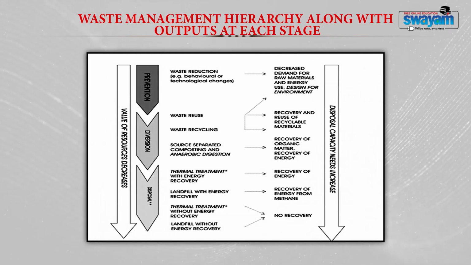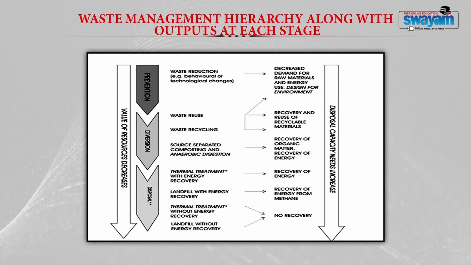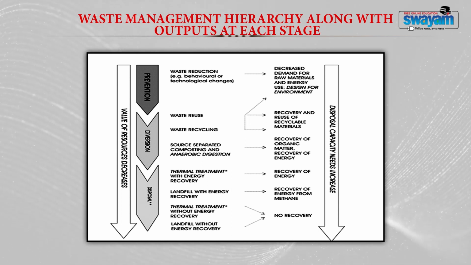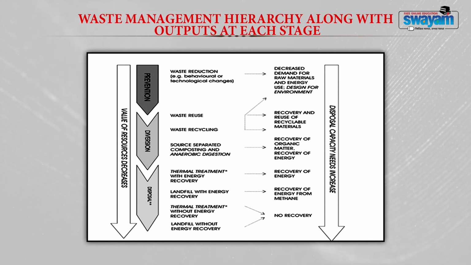This figure shows waste management hierarchy along with outputs at each stage. If you look at this figure, on both sides there are two arrows. On the left hand side, the arrow shows value of resources decreases. It means as we move from top to the bottom, the disposal capacity needs increase, meaning the disposal capacity increases. Let me discuss different approaches one by one. The first one is the prevention.